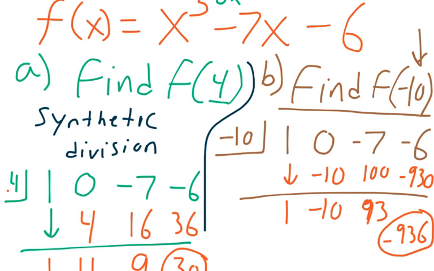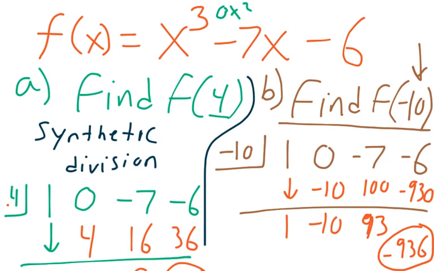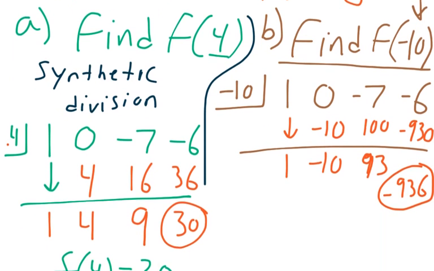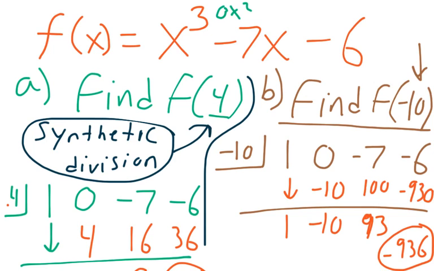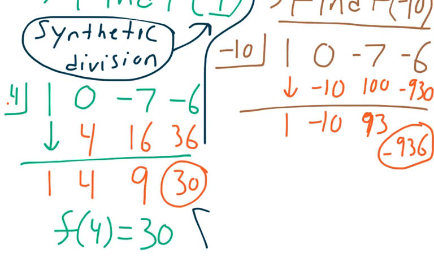After all, I have x cubed. So what's negative 10 cubed? Well, negative 10 times negative 10 times negative 10, that's negative 1,000. That's why it gets so large. Anyways, instead of plugging this into my calculator, I can just use synthetic division and plug in the number I want for x. The remainder, that last number at the end, is the same thing as your answer.